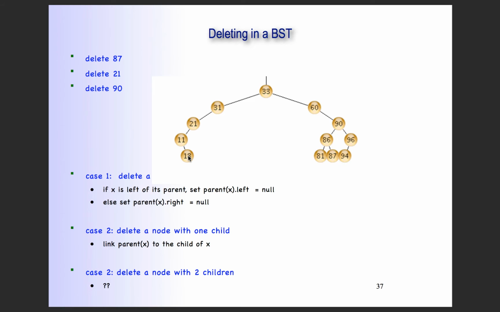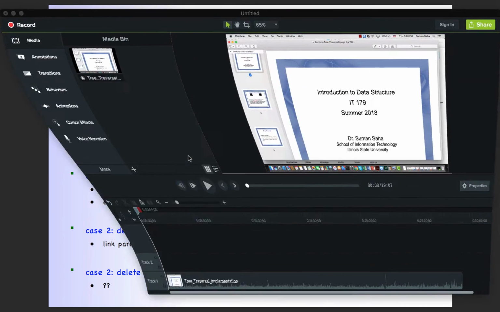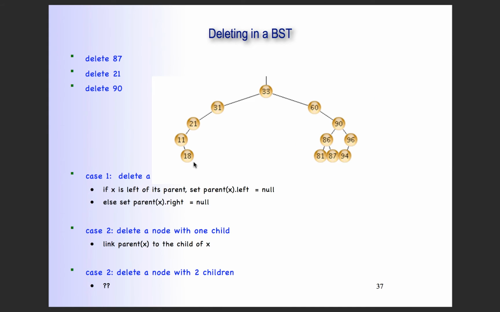So it's simple. If you are trying to delete a child that doesn't have a child, then you don't need to worry about that. You just make the parent dot right or parent dot left equal to null, then you can easily delete the child. So for example, if you want to delete 81, you have to make 86 dot left equal to null, then there will be no link between 86 and 81, and 81 will be deleted.